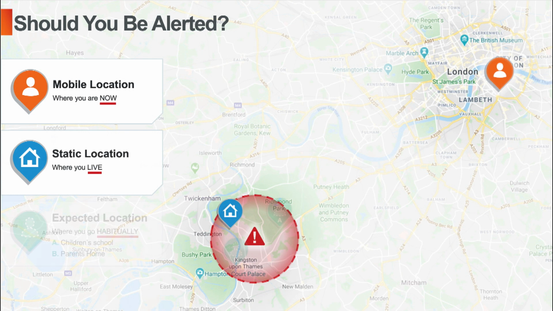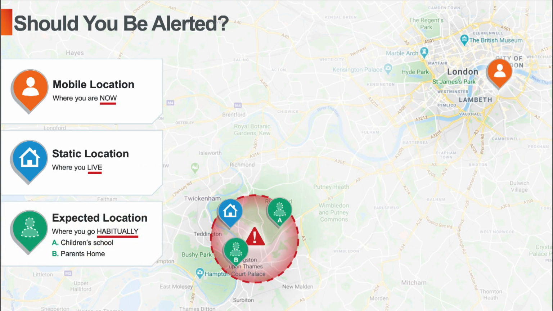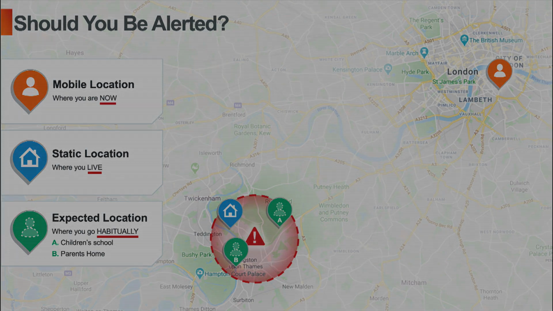What if I were to tell you that your children go to school in the area where the incident is happening, or that your parents live nearby? If I were to ask you that same question, should you be alerted? The answer will probably be, well, of course. So even though you're 15 miles away, you should be alerted to that fact. So that's really scenario number one.